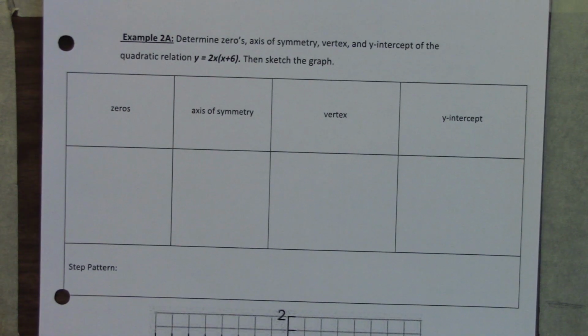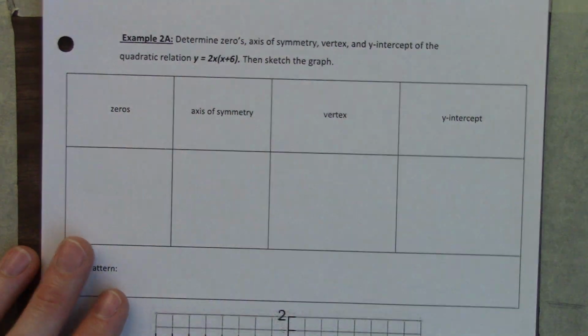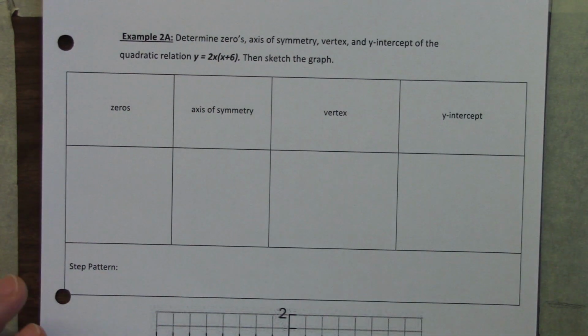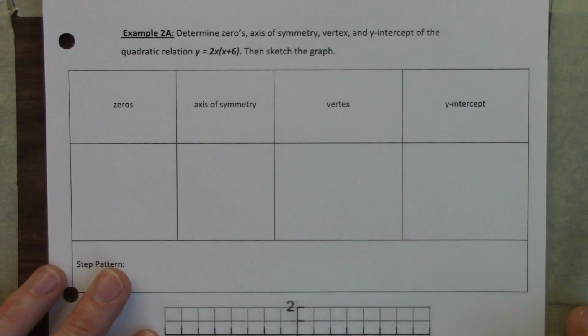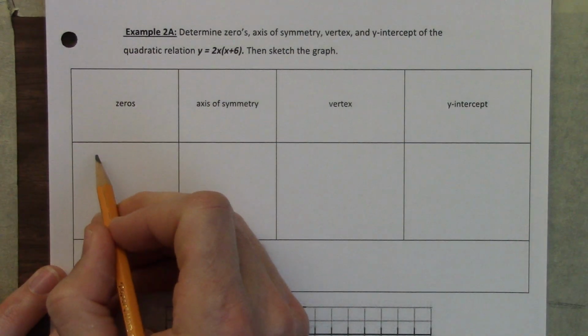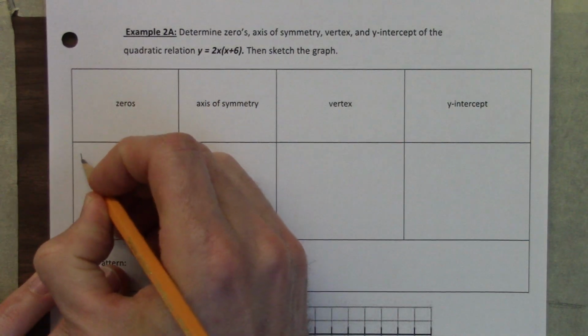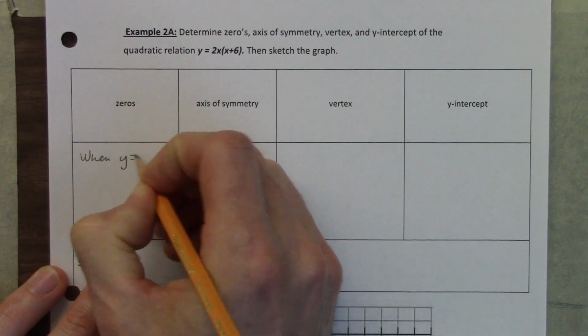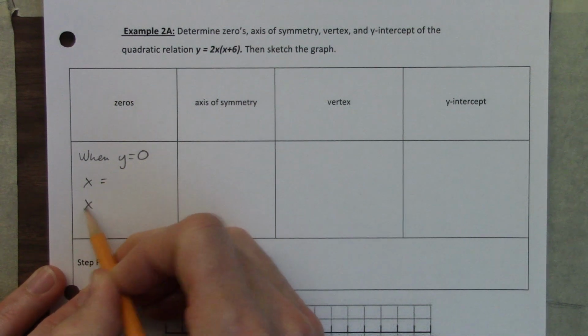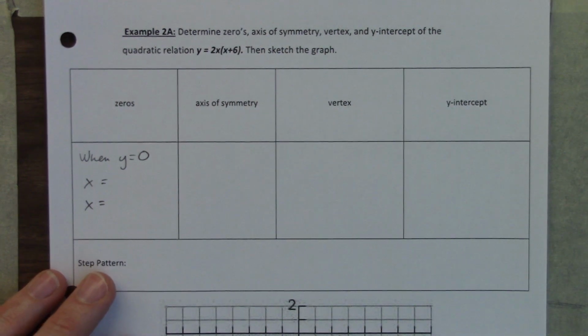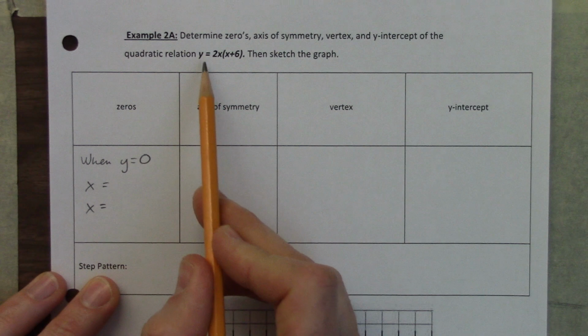Next, determine zeros, axis of symmetry, vertex, and y-intercept of the quadratic relation 2x(x + 6). All right, I need some help with this one. Alan, what are the zeros here? We know the zeros are when y equals 0. X is equal to what, and x is equal to what? What are my zeros for this formula? Alan.